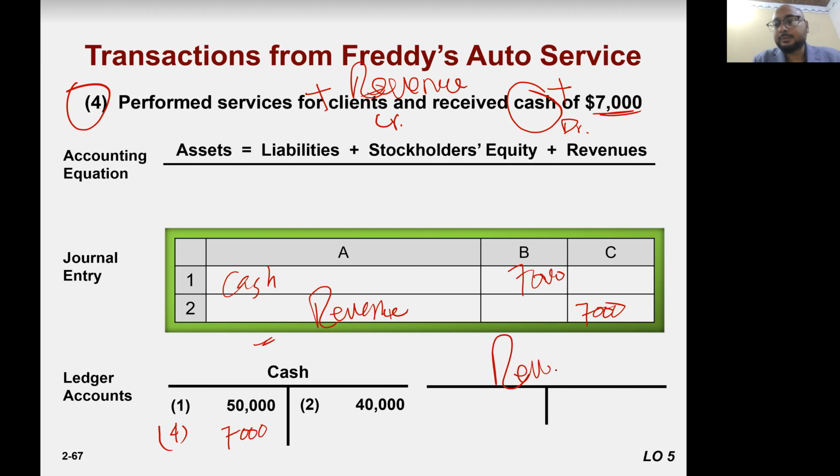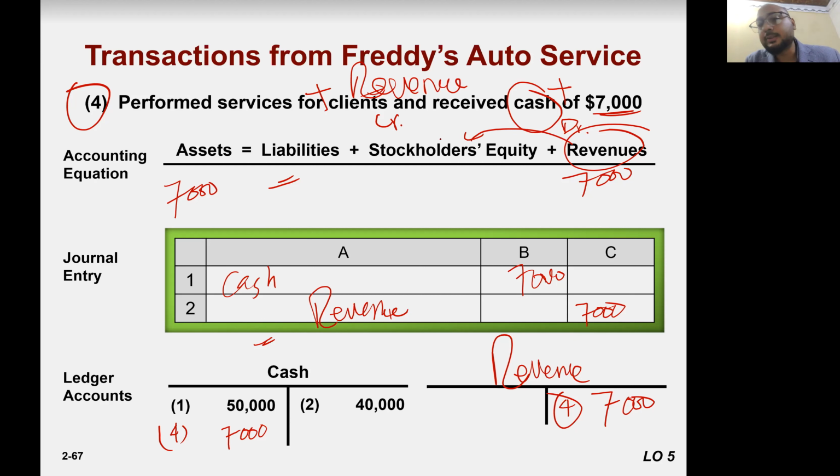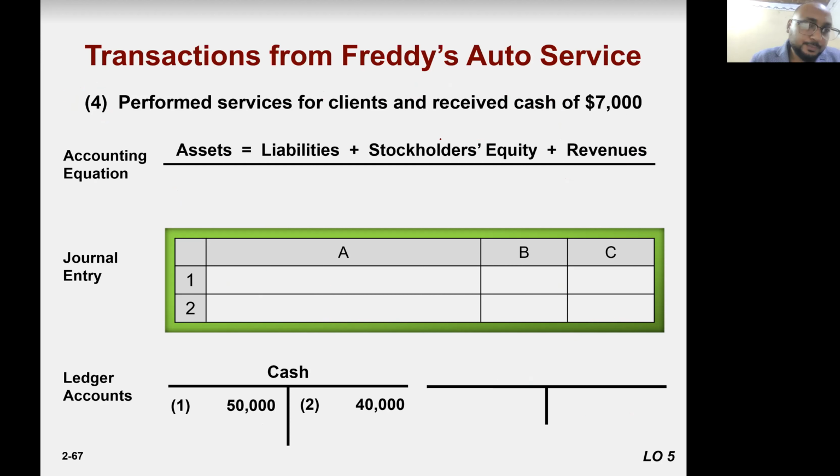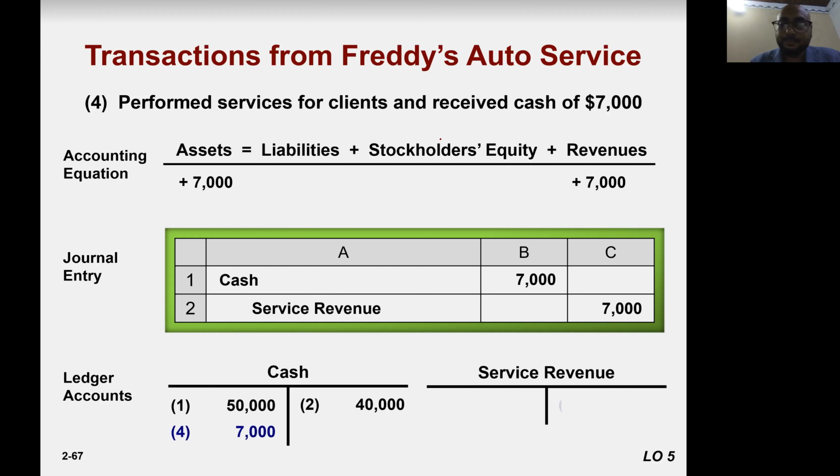Revenue account. The accounting equation is balanced, yes. 7,000, because revenue belongs to stockholders' equity. Here we go. Even if you write down just revenue, it's fine. Okay? Don't get confused. Sorry, it is written as service revenue. If it is written as revenue, it's fine. So are we clear?